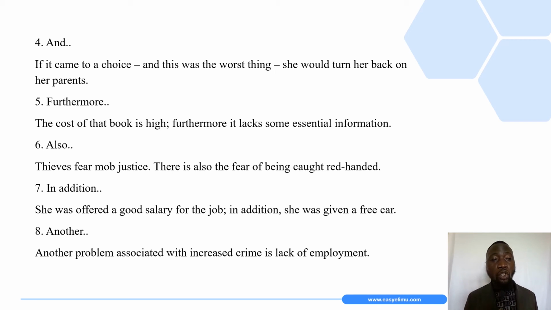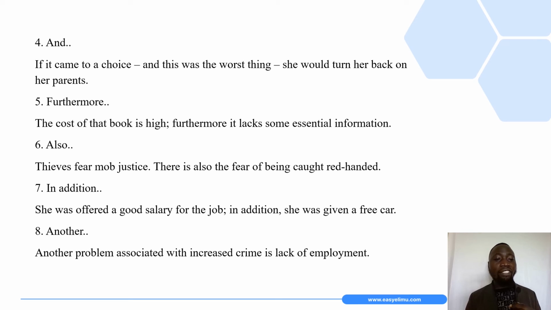So there is also another common word that we use in our speeches, that is "and". So "and" is also used to give additional information. The example that we have in a sentence here: if it came to a choice and this was the worst thing, she would turn her back on her parents.